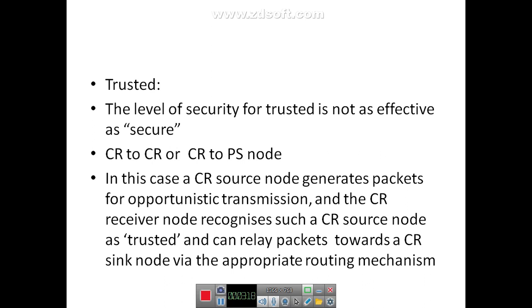Trusted: the level of security for trusted is not as effective as secure, CR to CR or CR to PS node. In this case, a CR source node generates packets for opportunistic transmission, and the CR receiver node recognizes such a CR source node as trusted and can relay packets towards a CR sink node via the appropriate routing mechanism.